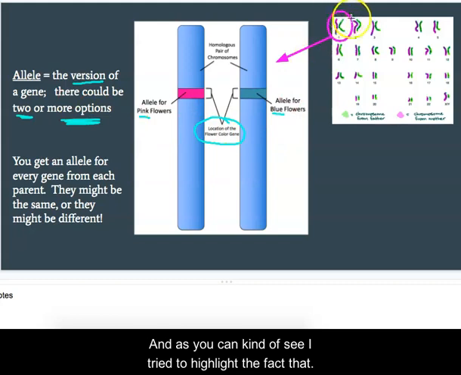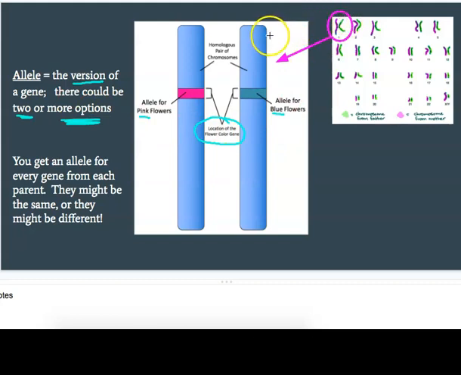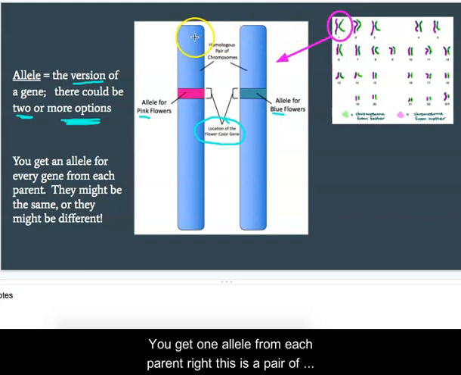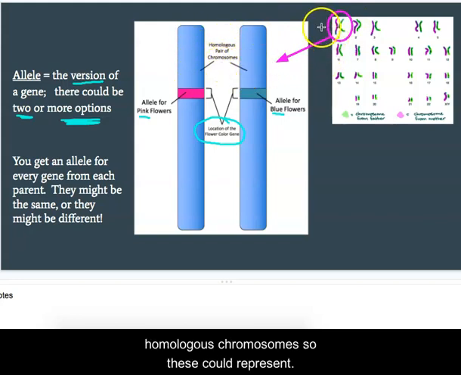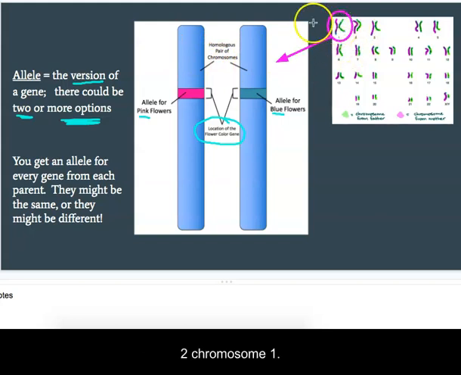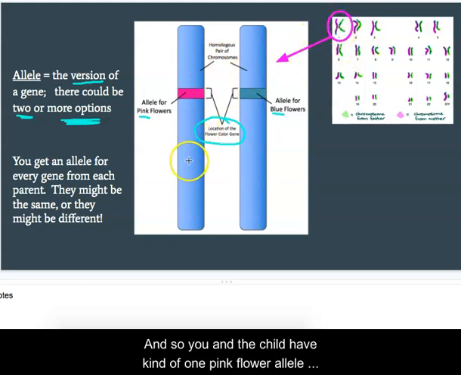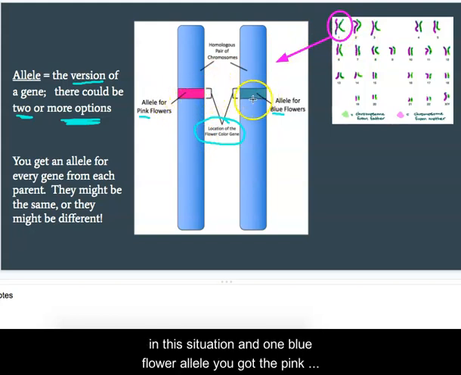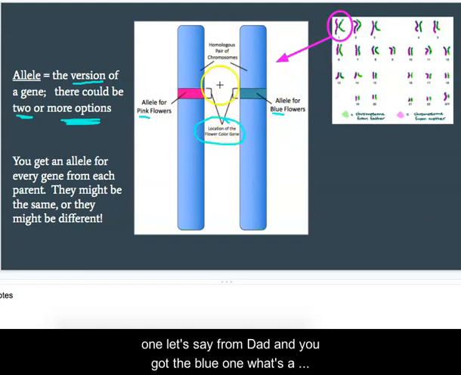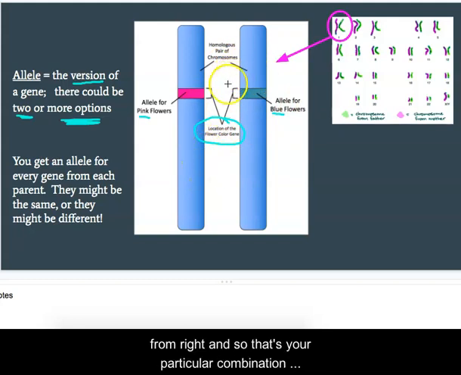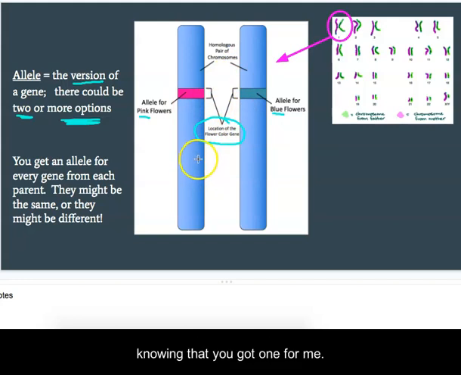And as you can kind of see, I tried to highlight the fact that you get one allele from each parent, right? This is a pair of homologous chromosomes. So these could represent 2 chromosome 1s. And so you, as the child, have one pink flower allele in this situation and one blue flower allele. You got the pink one, let's say from dad, and you got the blue one, let's say from mom, right? And so that's your particular combination, knowing that you got one from each.